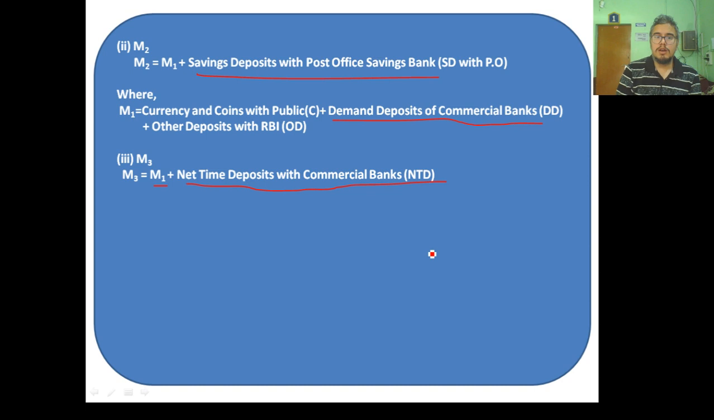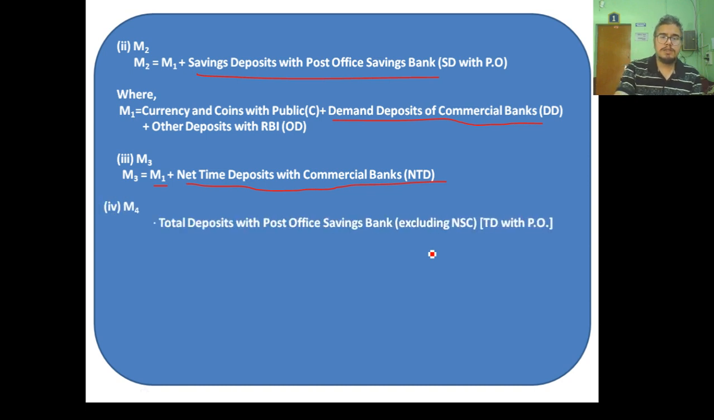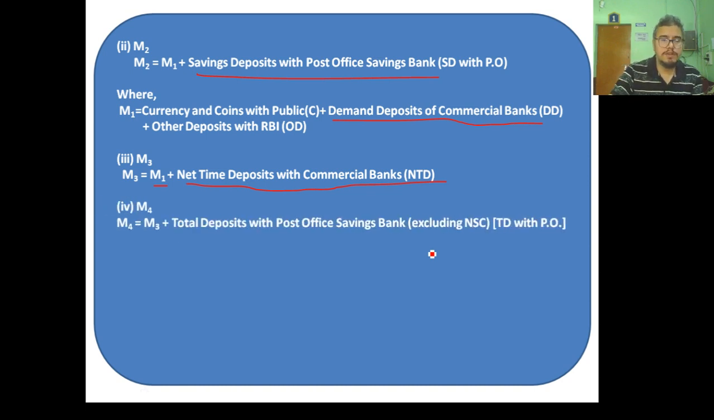Clear? Now we'll move on to the next measure of money supply, that is M4, and M4 comprises M3 plus total deposits with post office.